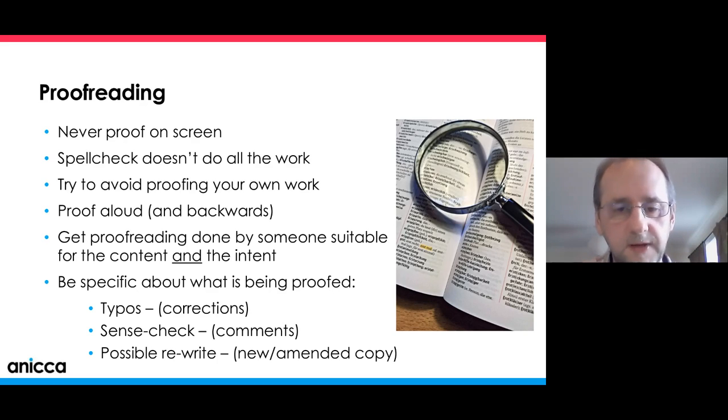If you're getting someone else to do it, be specific about what is being proofed. So are you asking them to look for typos, in which case corrections are needed? Are you asking for a sense check, which would involve them coming back with comments? Or are you asking them to possibly even rewrite sections, in which case you would expect new or amended copy? But if you set them on the right path, they will come back to you with the right stuff. You don't want to find that someone has rewritten your entire copy when you just wanted to check for a few typos.